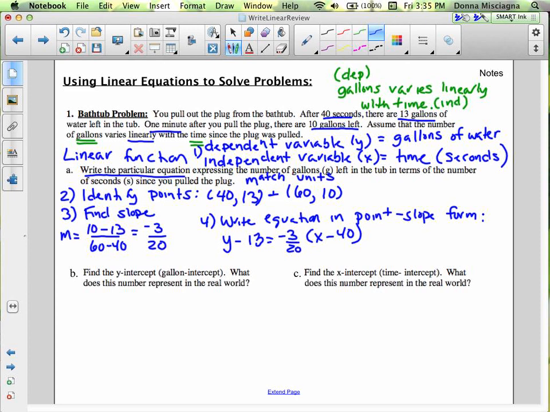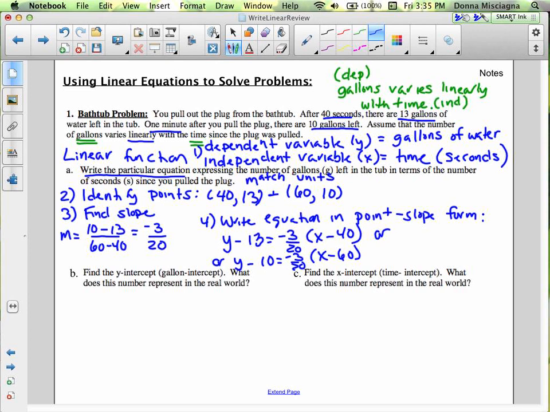But either of them would have been correct. So you could have written this one, or let's write them both. Y minus 10 equals negative 3/20 x minus 60. All right, so either of them is fine. Let's just leave it in terms of point slope since we weren't told to simplify it to slope-intercept.